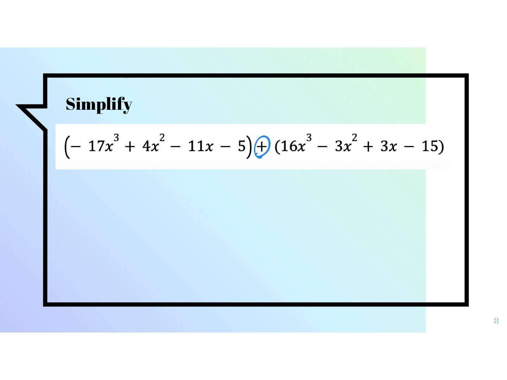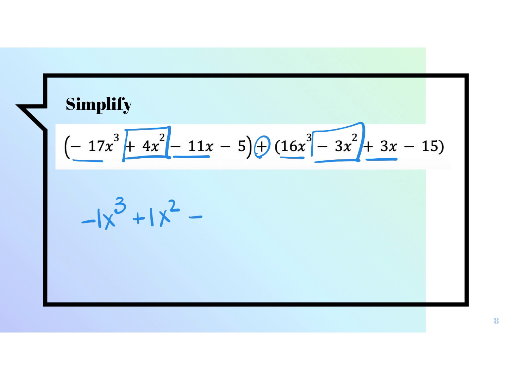We are adding these things together again. So I have negative 17x to the third plus 16x to the third, get negative 1x to the third. I have 4x squared plus a negative 3x squared. So I'm going to get positive 1x squared, negative 11x plus 3x, and then negative 5 plus negative 15, negative 20.